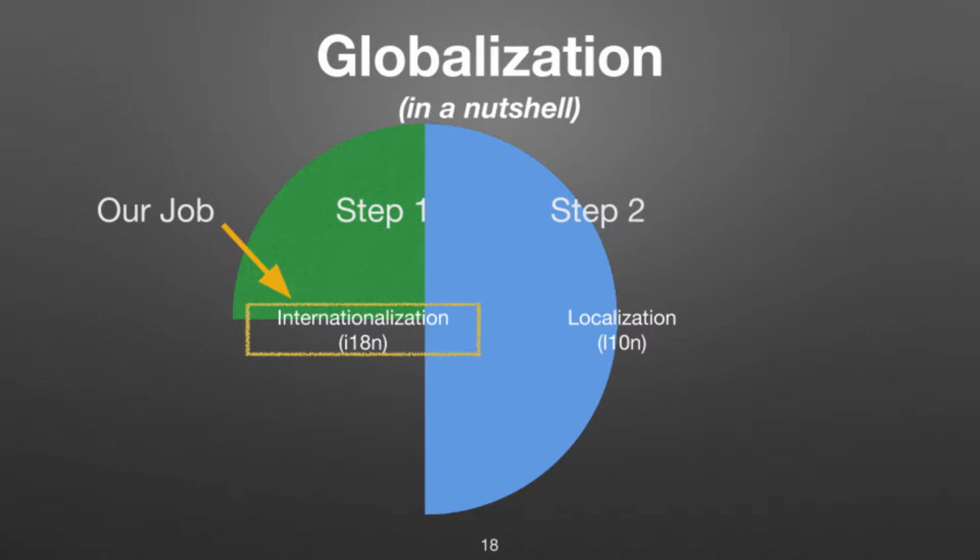So what is globalization? Basically, it's a two-step process. We're going to talk about internationalization in this presentation, which is basically the process of pulling strings out of the UI and putting them into a key-value lookup store. The second step is localization, which is predominantly done by translators, which is taking the strings that you've pulled out of the UI and turning them into the languages that you need to support. So we're just going to focus on the internationalization aspect in this talk.